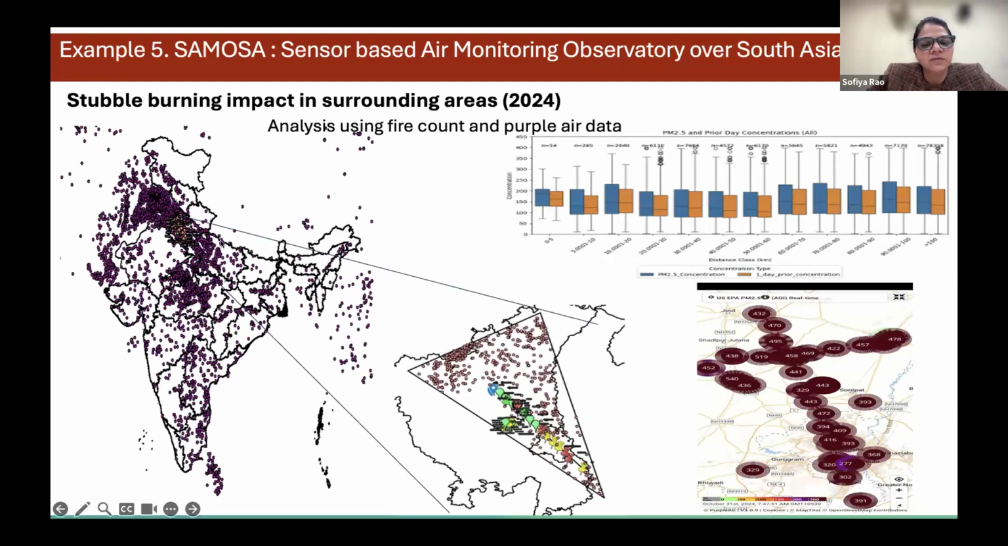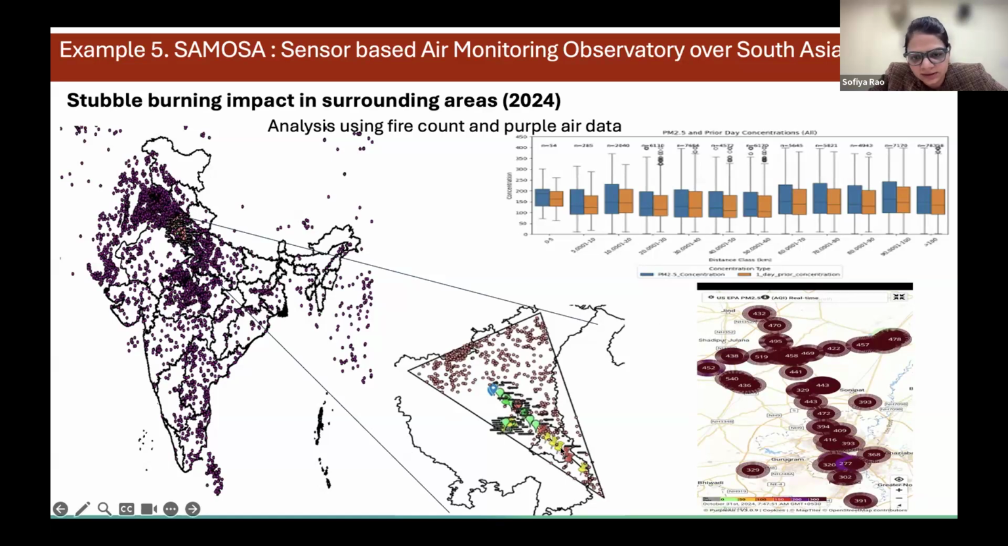So what we have done, we wanted to capture the biomass burning, which is actually coming from Punjab and moving downwind till Delhi. By setting up this network, we were able to do this. The purple are showing the stubble burning in 2024. And if you see, we actually were able to capture.